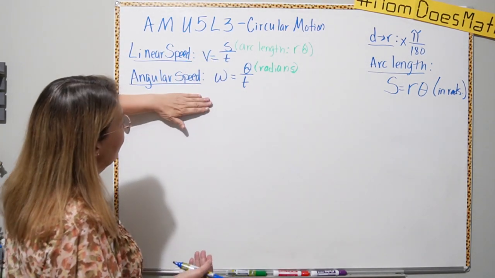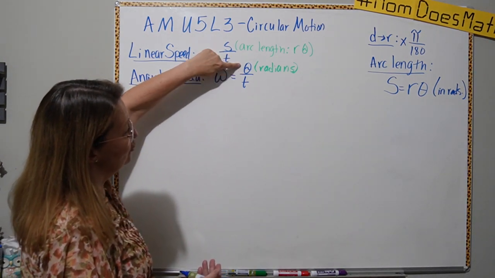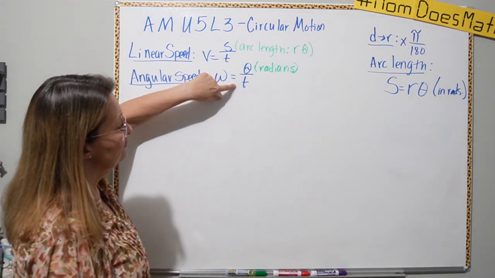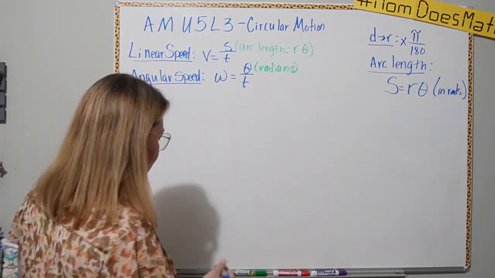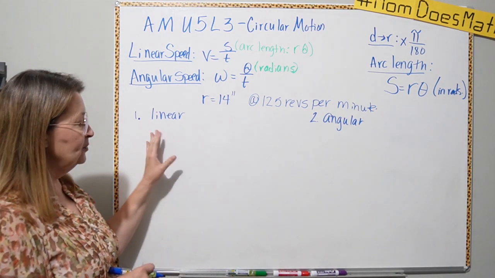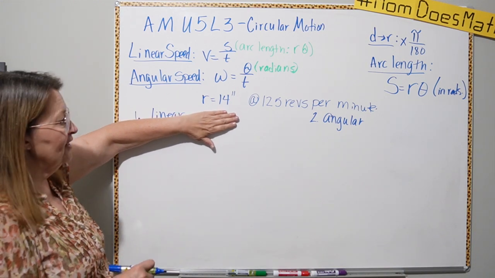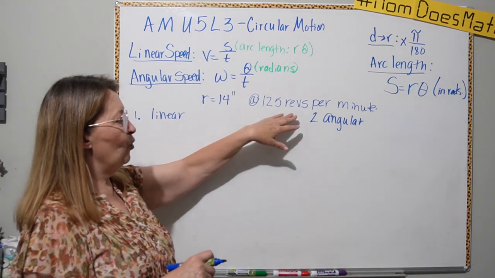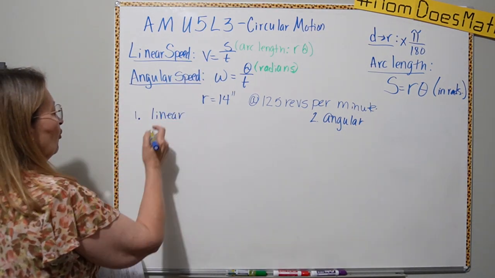All right, your formula for angular speed has this weird looking omega. And that formula is just the degree or the radians, in other words, the central angle in radians divided by time. Okay? So let's get some problems and look at how to apply these. Okay, the first two problems use the same scenario. It's just we're going to find linear speed and then angular speed. So there's a bicycle tire that has a radius of 14 inches and it is spinning at a rate of 125 revs per minute.